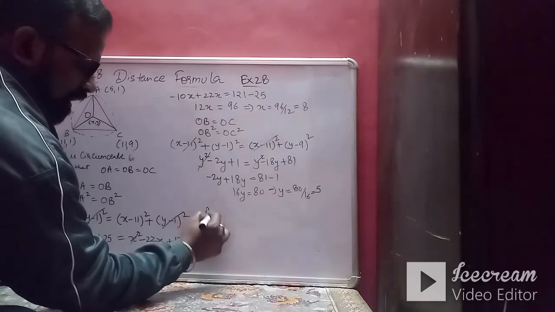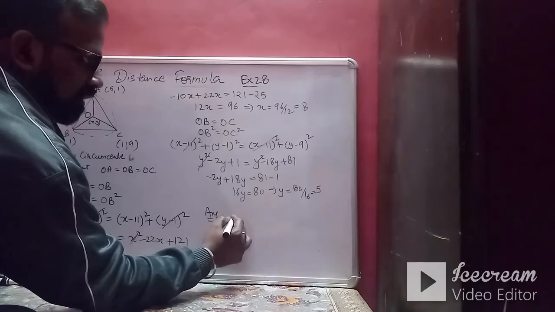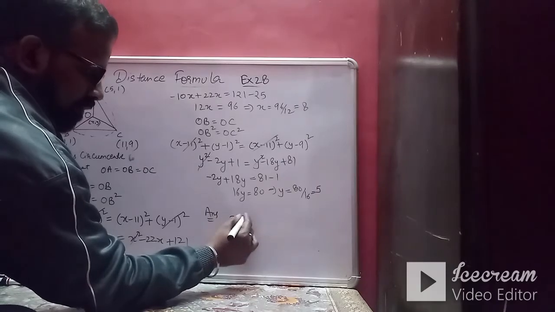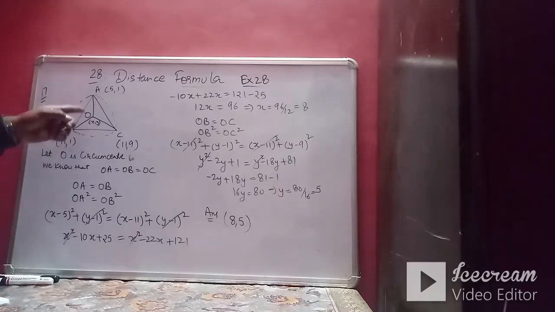So our answer is (8, 5). So this is the coordinate of the circumcenter. So the concept that we used in this problem is that the circumcenter is equidistant from all the vertices of the triangle.